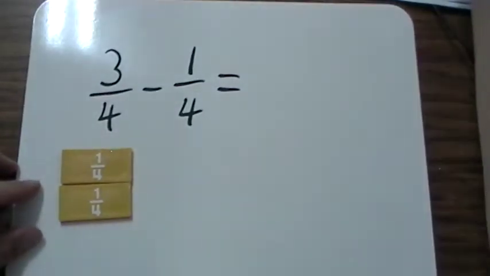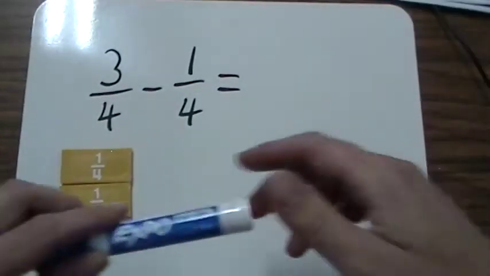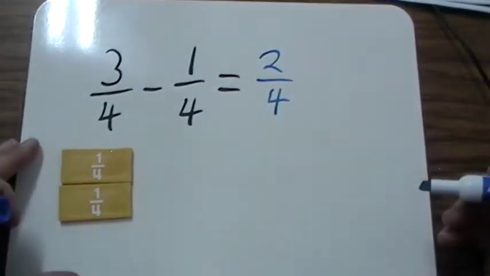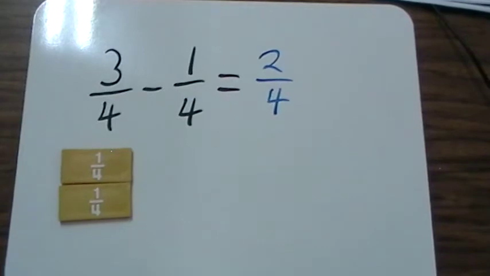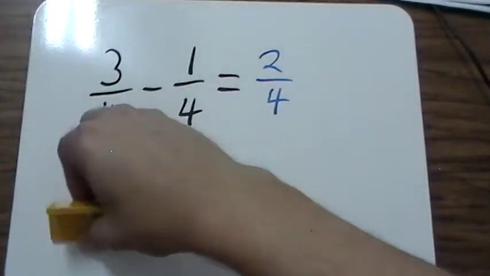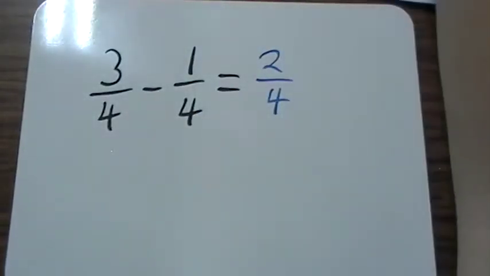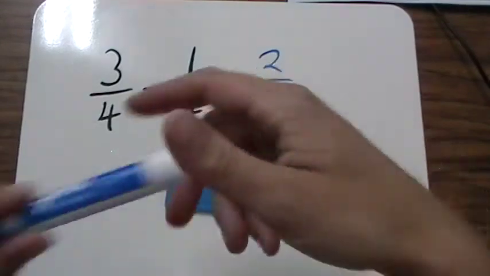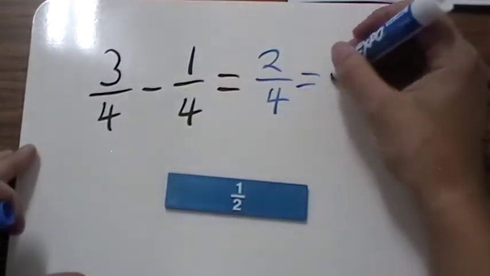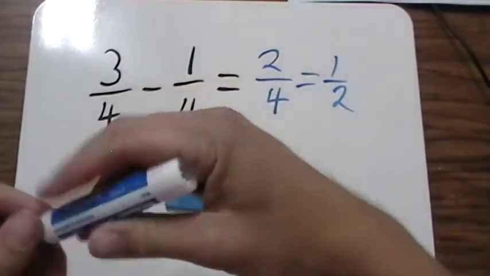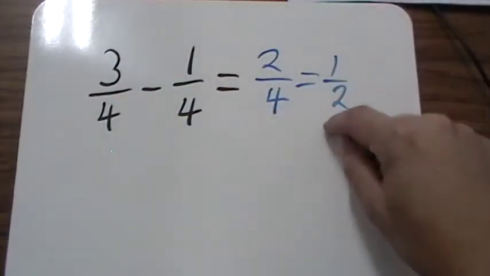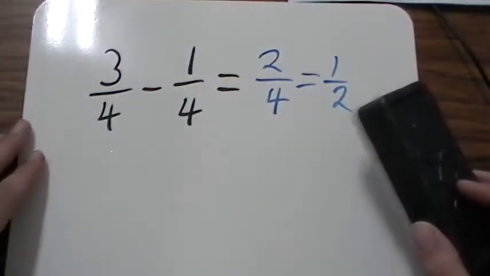How many do you have? Very good. You have 2 4th pieces. Notice you didn't say 2 over 0. You have 2 4th pieces left. I don't change the denominator. But I can say, remember, 2/4 equals what? 2/4 equals 1/2. That's what we just proved before. So for my answer, in simplest form, I'm going to say 1/2.